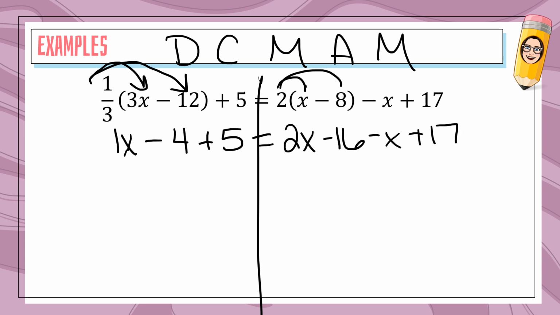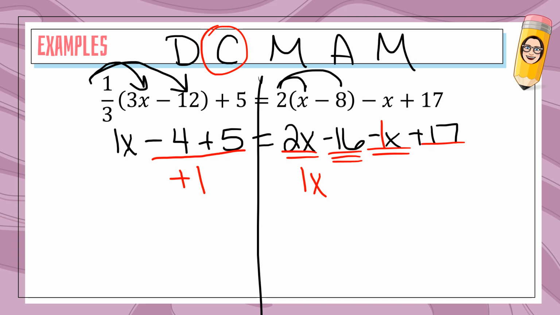Okay. Step 2, combine. Okay, look at that left side. What goes together? This goes together. Negative 4 plus 5 is 1. Let's look at the right side. If I have 2 xylophones and I subtract 1 xylophone, I have 1 xylophone. If I have a negative 16 and a positive 17, that's a positive 1. See how the underlines help me stay organized? They also show me that I need to drop down that 1x. I didn't use it.